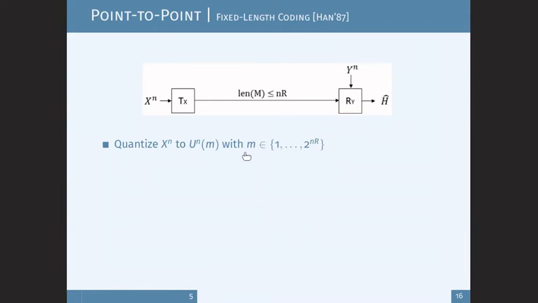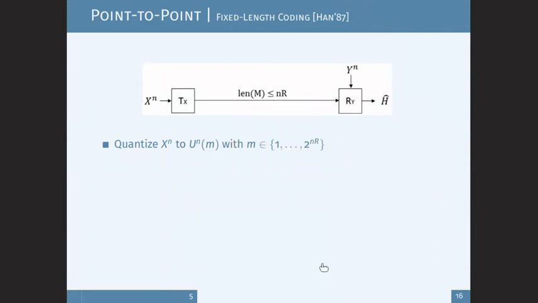Han was able, under fixed length coding, to give a very practical scheme. In fact, when we have observation X^n, we have only one node, Tx, as transmitter and only one node, Rx, as receiver. If Tx is observing the source sequence X^n, then this scheme tries to quantize X^n to U^n(m). And here the small m is an index going from 1 to 2^(nR), which respects the length of the message constraint.